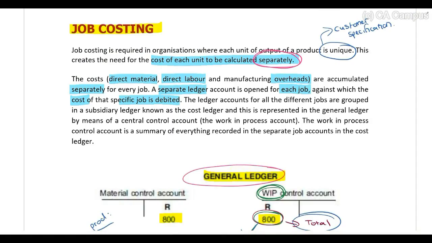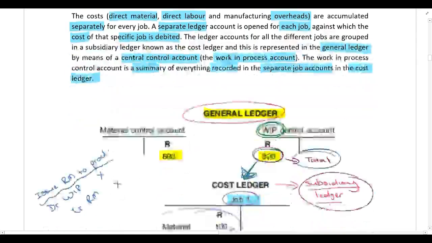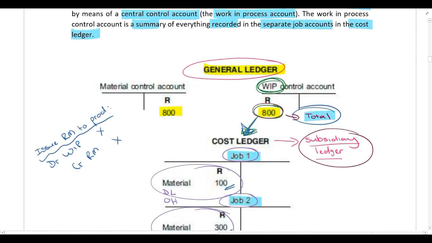The ledger accounts for the different jobs are grouped by means of a central control account. The central control account is our work in process account. In the general ledger, we saw that was where our control total was sitting. And work in process is a summary of everything that is recorded in the separate job accounts in the cost ledger. That's exactly what we saw. The work in process gives us the total or the summary of 800 Rand, and the cost ledger gives us the detail. So that's important to note about job costing.